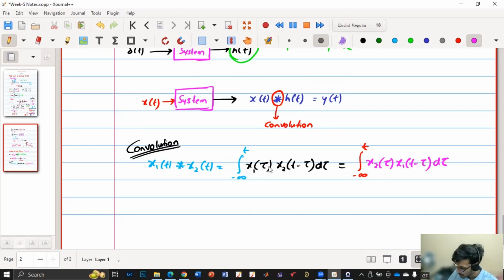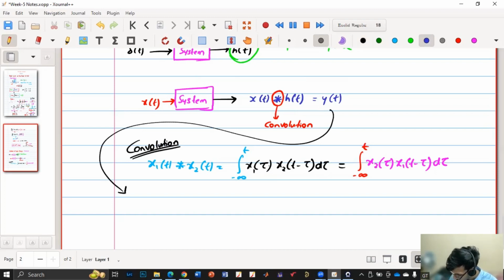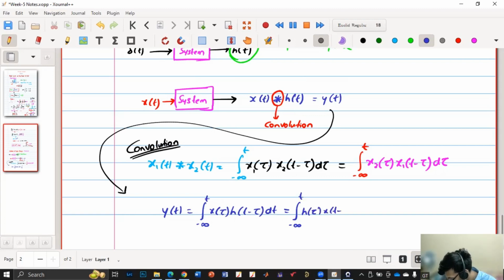So now my output y of t, I can write as the integration from minus infinity to time t, x of tau, h of t minus tau, d tau, or minus infinity to time t, h of tau, x of t minus tau, d tau. Okay.